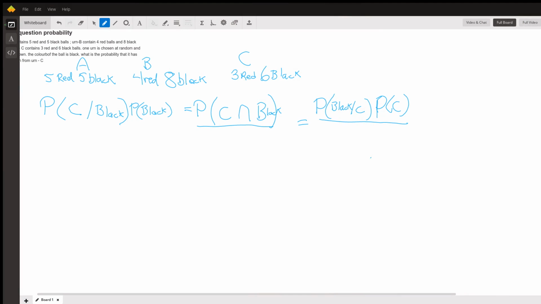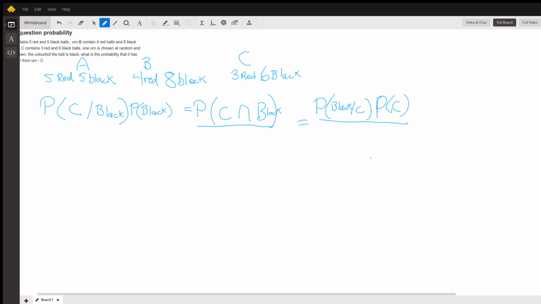I'm going to talk you through this kind of complex conditional probability problem. We have our three urns, A, B, and C, with how many different color balls are in each one. And then we want to find out the probability that it was picked from urn C, given that it's black.